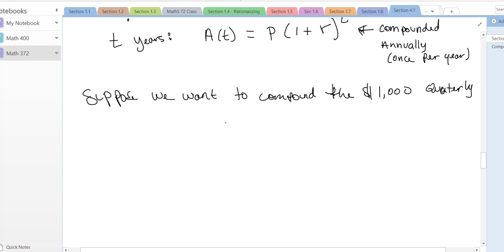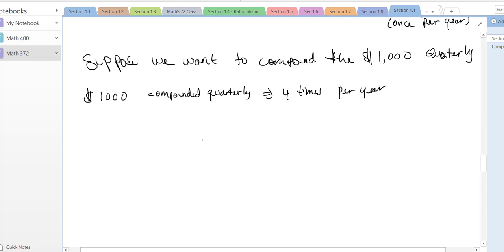So if I start with my $1,000, we're going to invest 1,000 and it's going to be compounded quarterly. What does quarterly mean? This means 4 times per year. So that means that in this $1,000, we're going to accrue interest 4 times in a year. So instead of doing the whole thing after a whole year, we're going to say, how much money do we have after the first quarter?